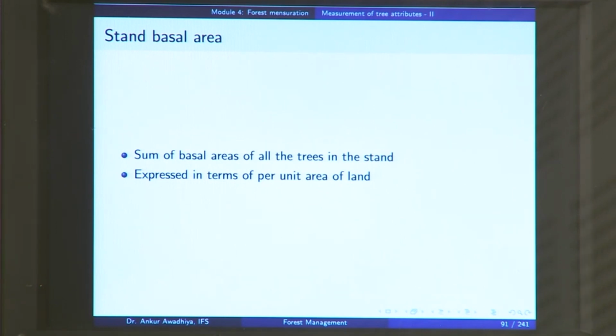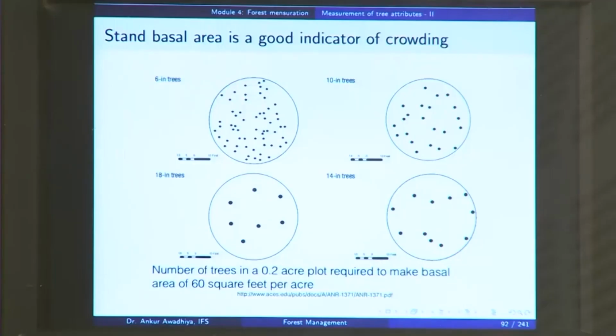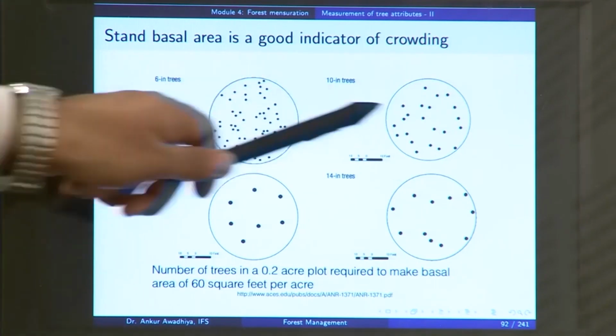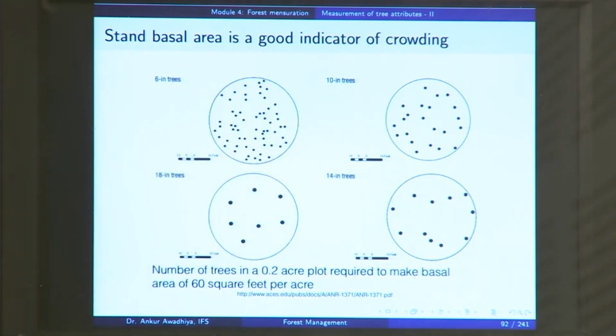Now, the question is, we can always measure small d, we can measure the diameter at breast height. Why do we have this need to measure the stand basal area? Does it serve any other purpose other than to find out the volume of a tree? The answer is yes. So, if we look at these 4 stands, we will find that the stand basal area is a good indicator of the amount of crowding that you have in your stand.